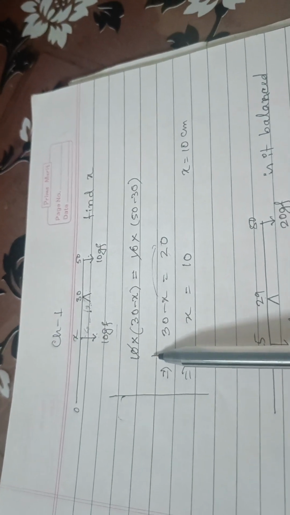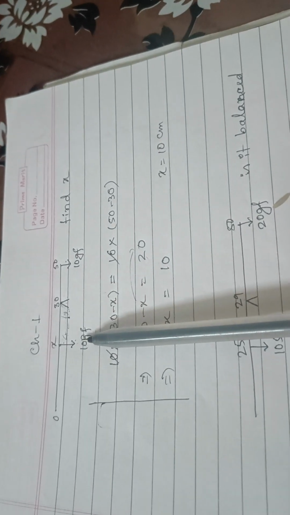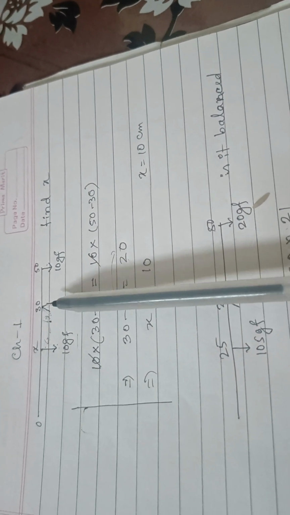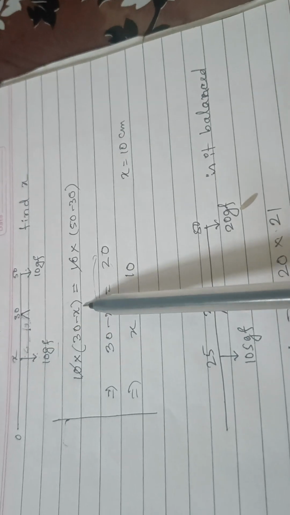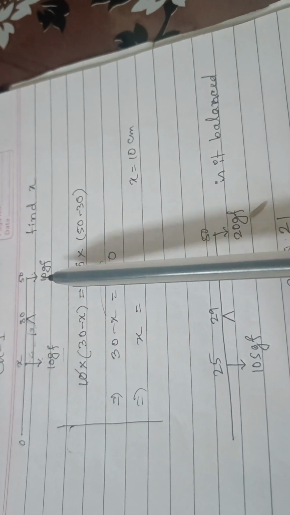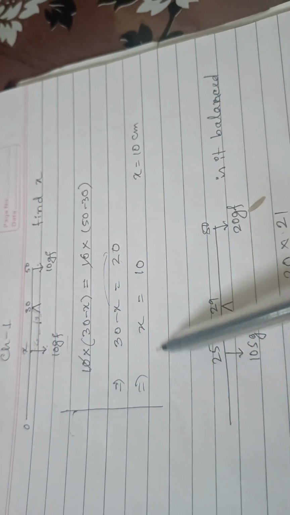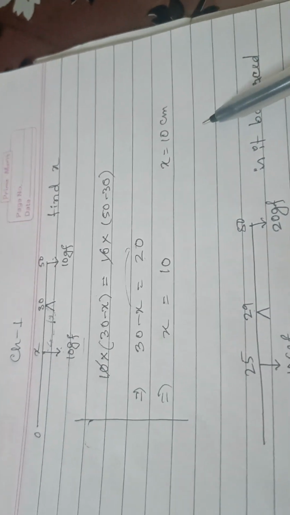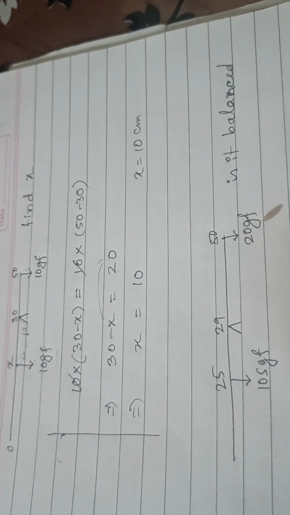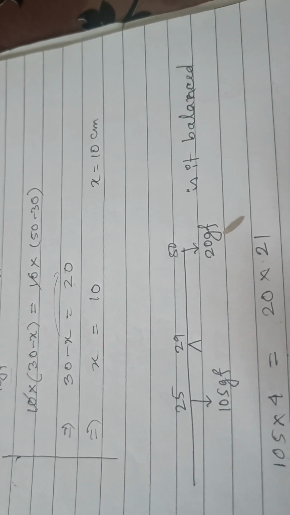Here you can see 10 gf, that is the force, and 30 minus x. Why? Each and every distance is calculated from the fulcrum. So from the fulcrum, 30 minus x. So 30 minus x is equal to 10 gf on that side, so 10 into 50 minus 30. I have made it like this. From that, if you calculate, you can find x. Okay, so these are the questions you can have.